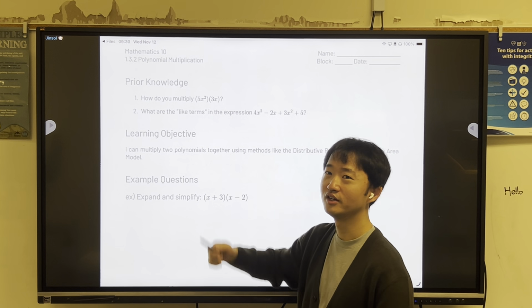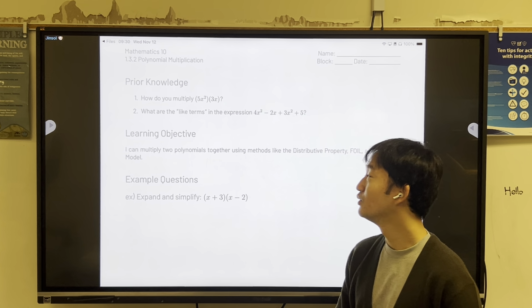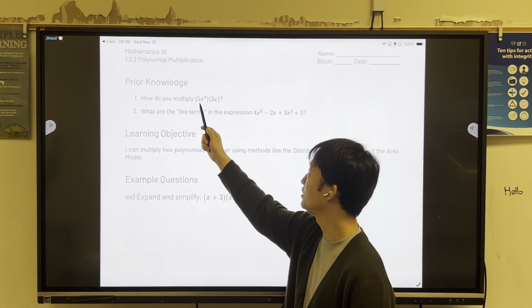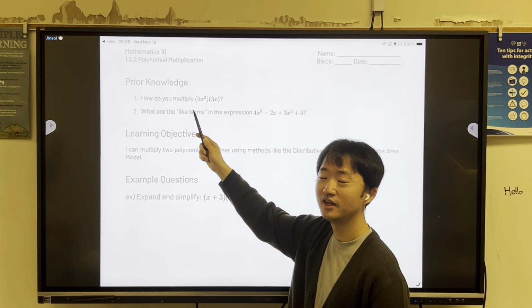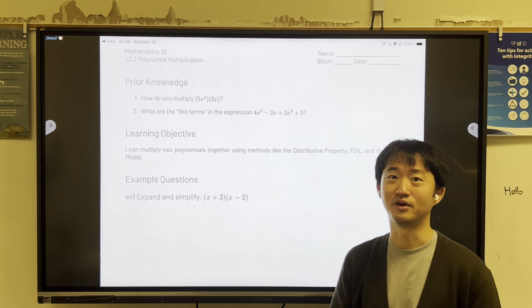Well, in order to multiply two monomials together, we need to multiply the numerical part together, the coefficients together, and we need to multiply the variable parts together.